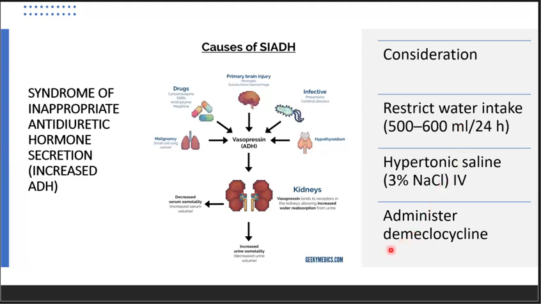Again, we might need to administer demeclocycline. This is used to treat infections caused by bacteria, including pneumonia and other respiratory tract infections. Remember, we said this could be as a result of infection. So we might need to administer this medication to treat any infection.